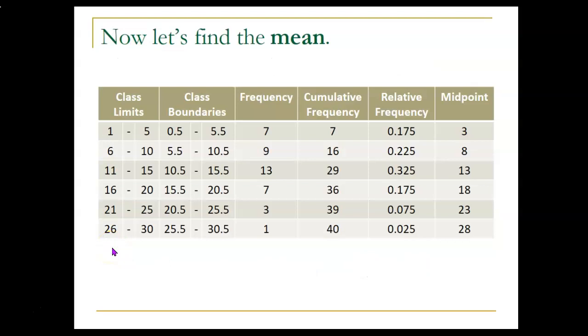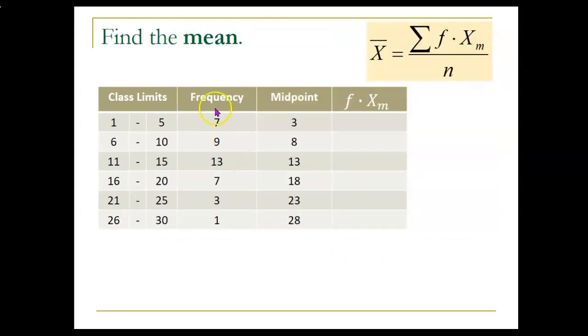Now let's find the mean. This isn't quite as easy. It's going to take several steps. Now I'm going to get some of these columns out of the way because we don't need all of them. We just need the frequencies and the midpoints. So I'll leave those there, and I'll go ahead and leave the class limits. And I've put a new column on the end for frequency times midpoint. So in this first row, that's going to be 7 times 3, which is 21.